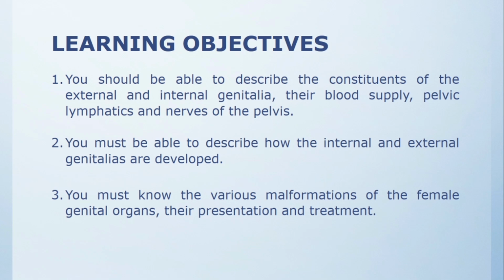At the end of this lecture, you should be able to describe the constituents of the external and internal genitalia, their blood supply, the pelvic lymphatics, and the nerves of the pelvis. Two, you must be able to describe how the internal and external genitalia are developed. And three, you must know the various malformations of the female genital organs, their presentation and treatment. These are the three learning outcomes of this lecture.